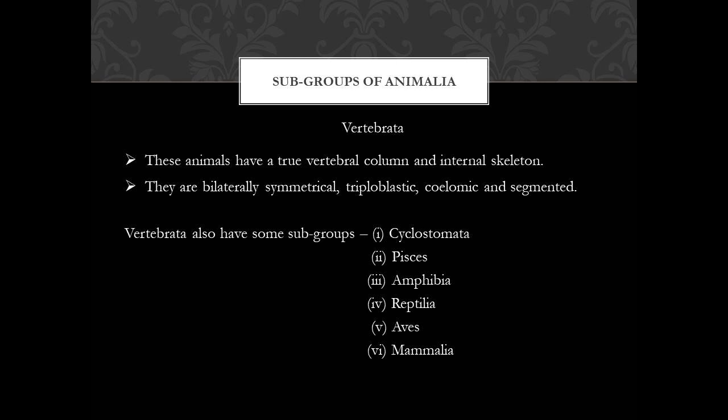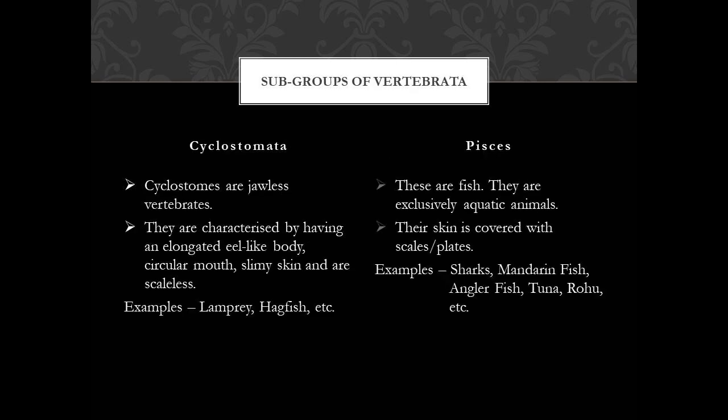The Vertebrata subgroup of Animalia also has some subgroups, namely Cyclostomata, Pisces, Amphibia, Reptilia, Aves, and Mammalia. Let's study about them briefly. Cyclostomata. Cyclostomes are jawless vertebrates. They are characterized by having an elongated eel-like body, circular mouth, slimy skin, and are scaleless. Examples are lamprey and hagfish.